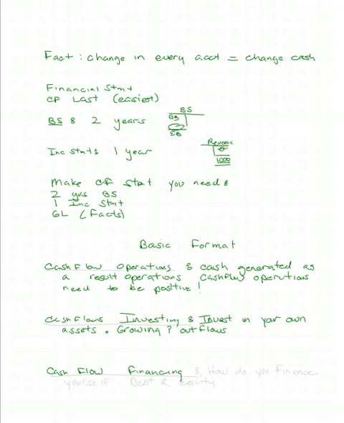Finally, cash flow from financing. How do you finance yourself? You have two sources. Do you know what they are? I'm hoping you remember, especially after the last chapter. You have debt and equity. You can borrow money, that's an inflow. You can pay it off, that's an outflow. You can sell stock, that's an inflow. You can buy treasury stock, that's an outflow.